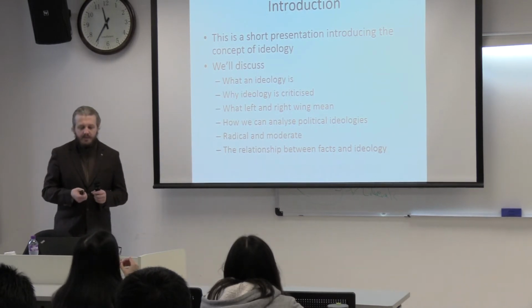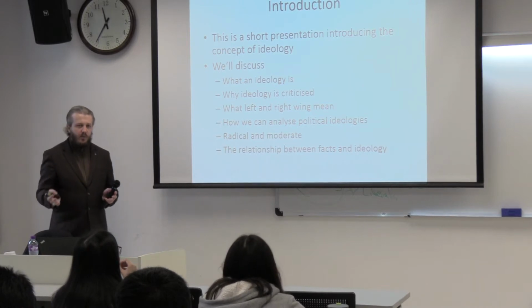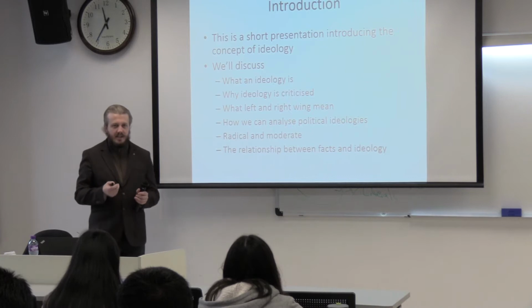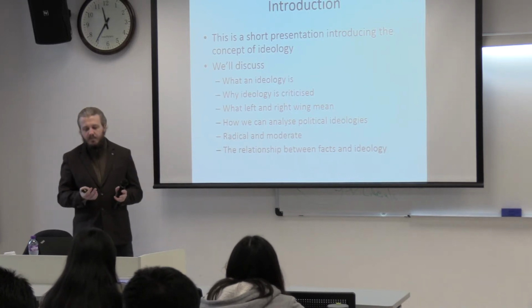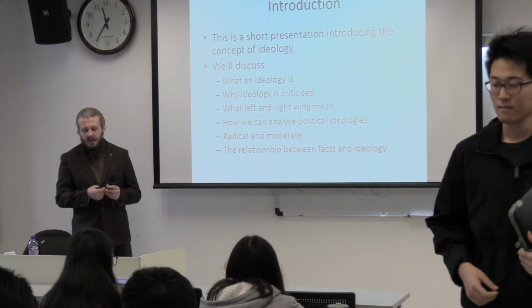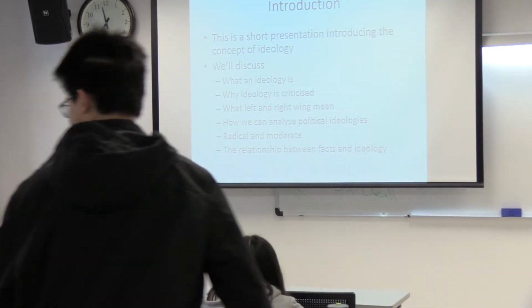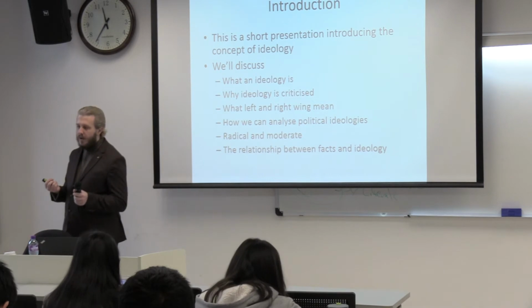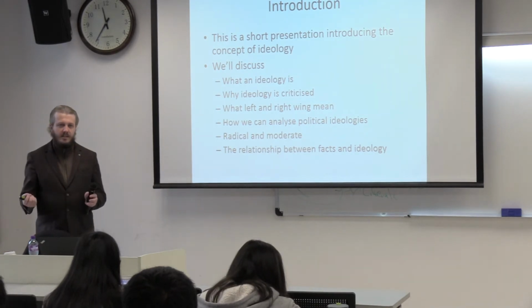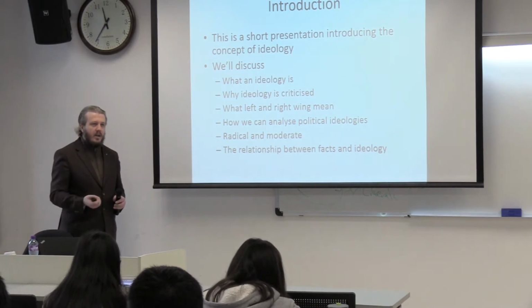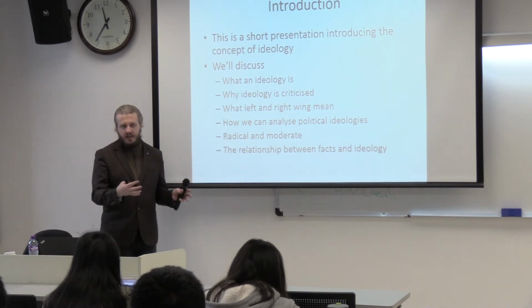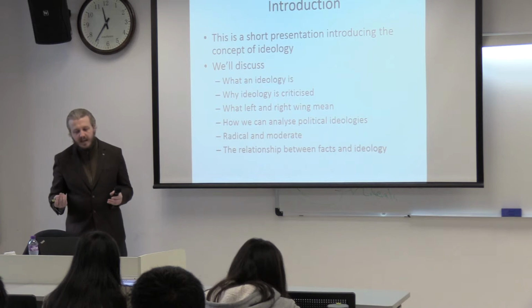We'll look at what left-wing and right-wing mean. Left-wing and right-wing are terms that we use to describe politics and people's political opinions. We'll learn what they mean today. We'll also learn how we analyze political ideologies. One possible way to do it is through what we call the comparative method. We can analyze political ideologies by comparing them against other political ideologies, to decide what they mean.